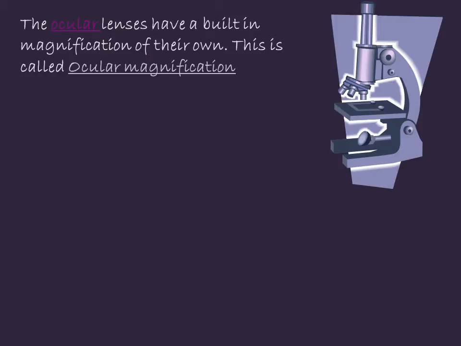Now, the ocular lens has a fixed magnification. It does not change no matter which objective you're looking through. For our purposes, we will use 10x, but some microscopes may have a different ocular magnification depending on the strength of the microscope.